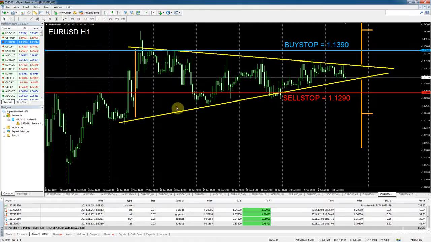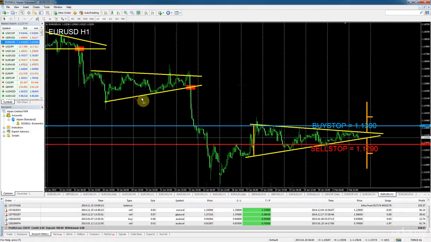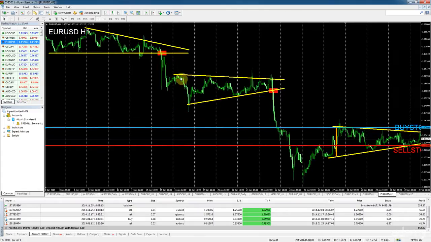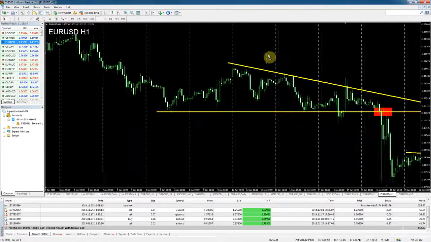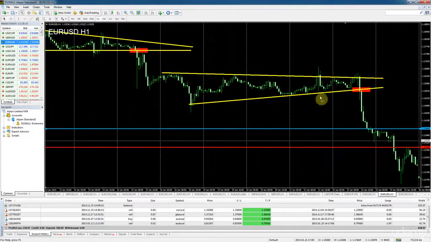But before we get into that, let's just have a look at how the euro-dollar has been moving in the past couple of months. So I'll zoom out a bit, and if we go back, you'll see here is another triangle that occurred previously. This was in January earlier this year, and as you can see, the price was in a triangle for several days, and then it burst out downwards. So I marked it with a red line here where the burst occurred. So that's that triangle over here.